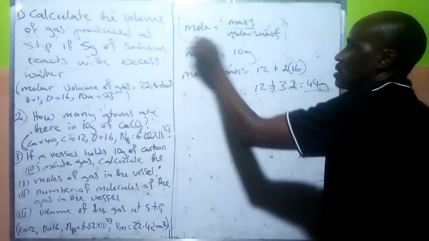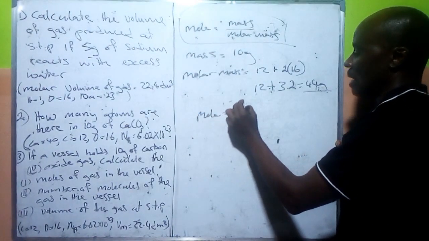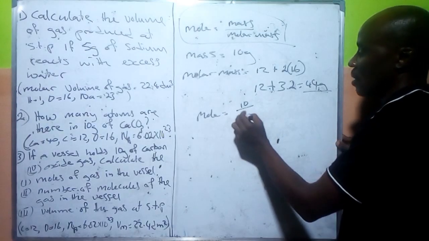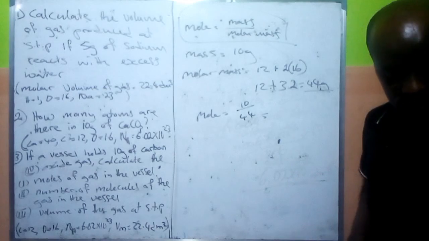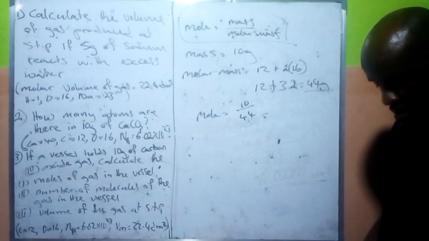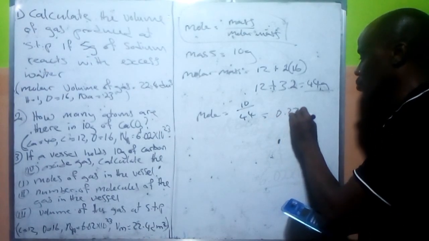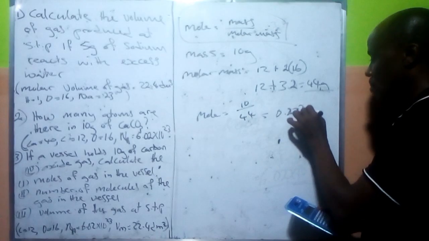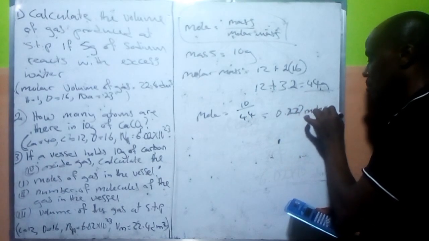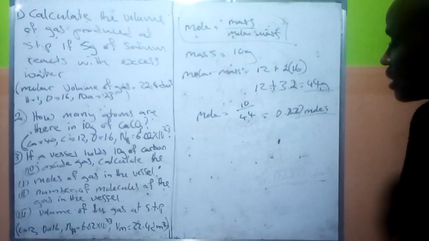So we can use this formula to get it done. The mole is equal to mass, which is 10, all over molar mass. Let's just rush it, 10 divided by 44. What we have is 0.227 moles. This is where our solution starts.